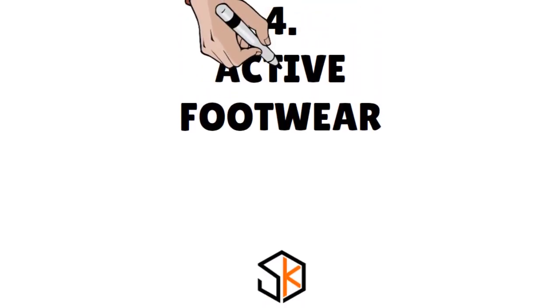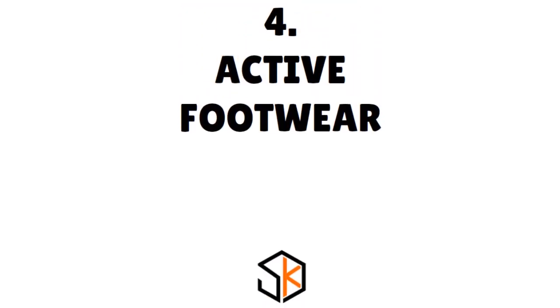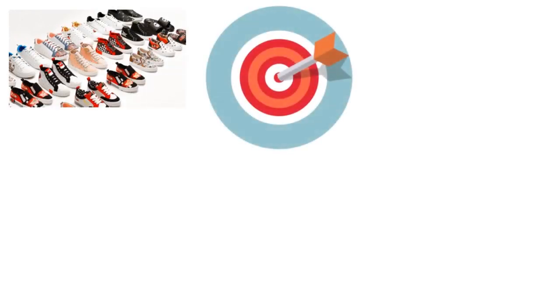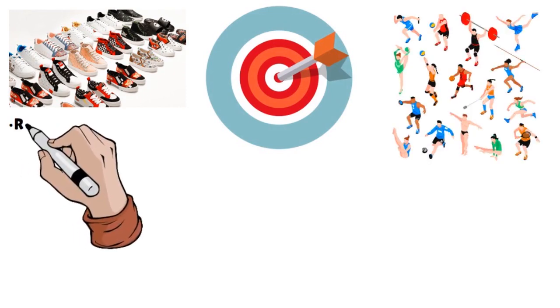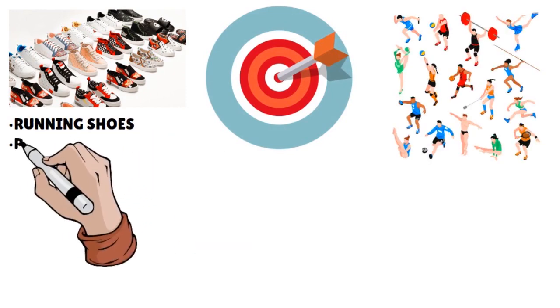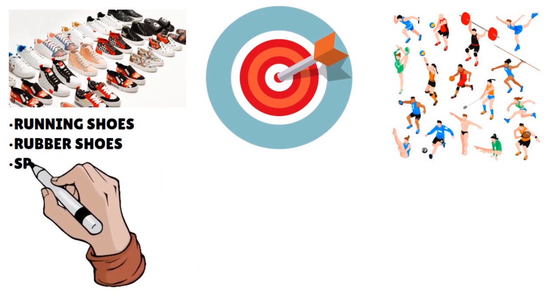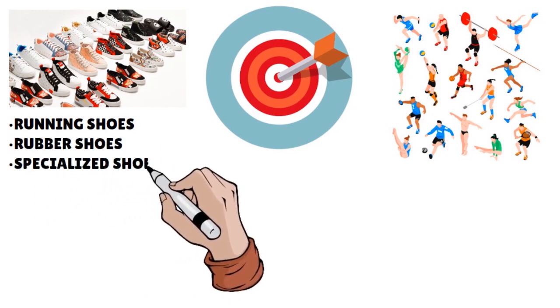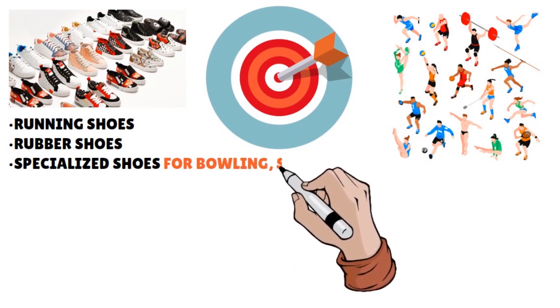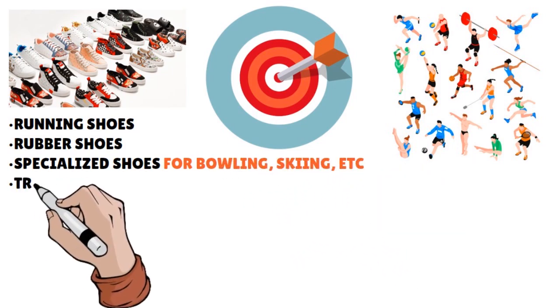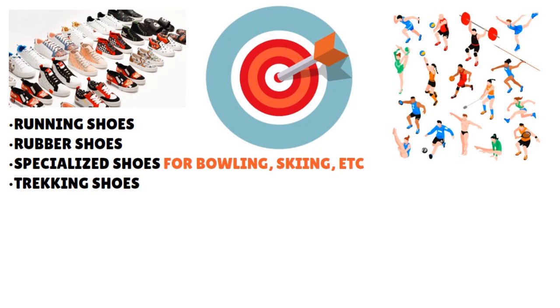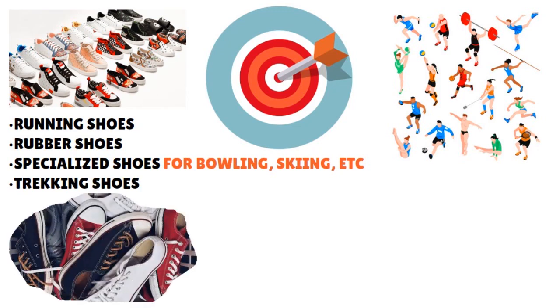Next, you have active footwear. Similar to clothing, active footwear is actually a separate niche in the sense that this is footwear used mainly for sports. So you have running shoes, for instance. You have rubber shoes. Those can really be expensive depending on the industry you're in. You have specialized shoes for bowling, for instance, for skiing, etc. But you also have trekking shoes. So any footwear designed primarily for sports use is actually active wear.